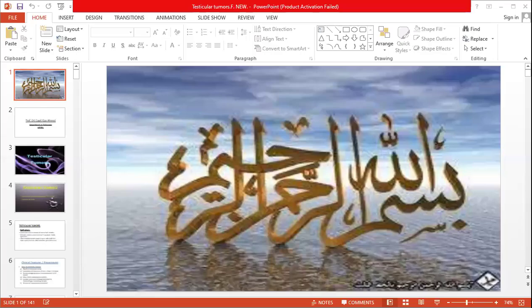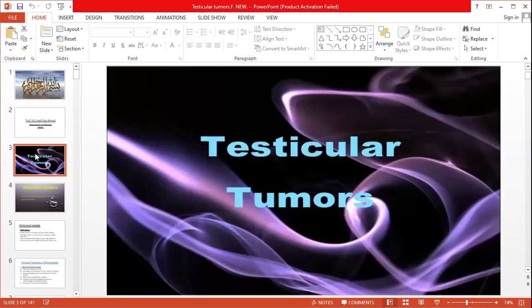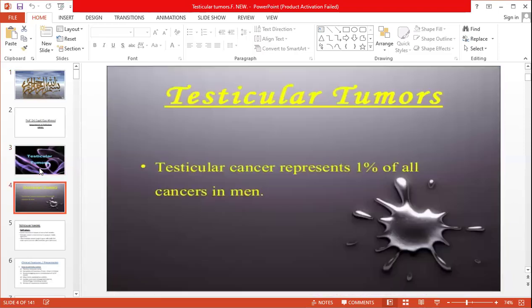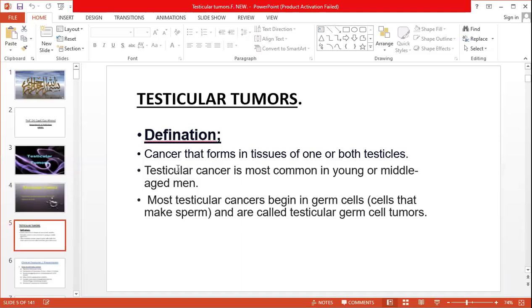Okay, today's lecture is on testicular tumors. Testicular tumor represents 1% of all the cancers in a man. In definition, we can define it like this: the cancer that forms in tissues of one or both of the testes.